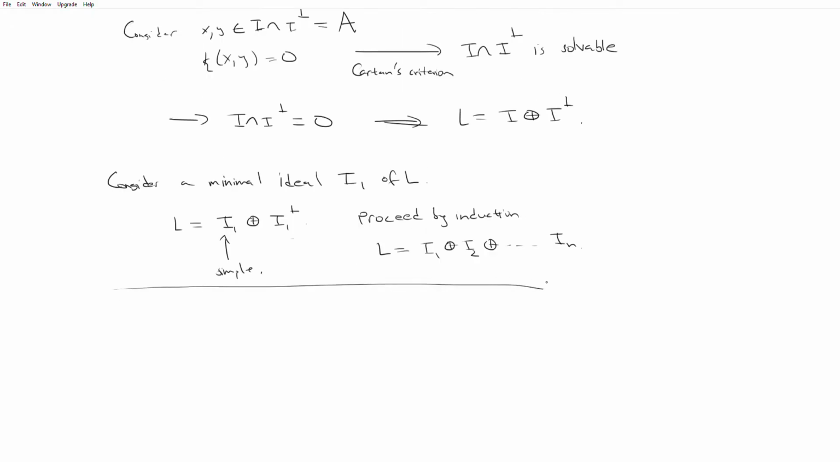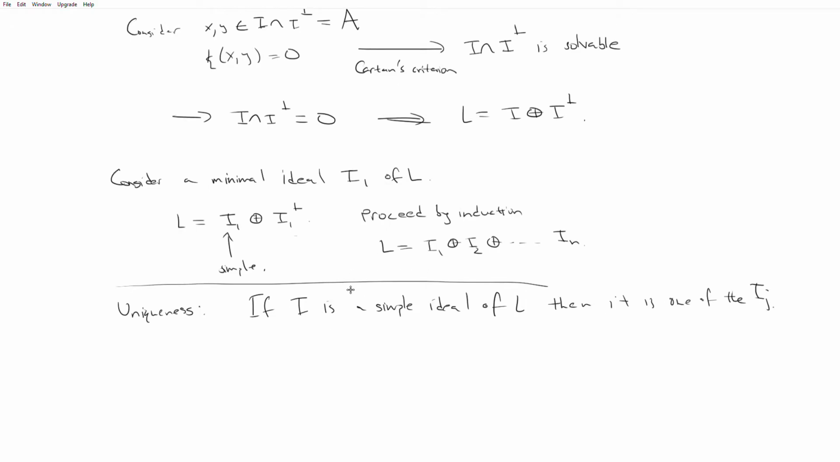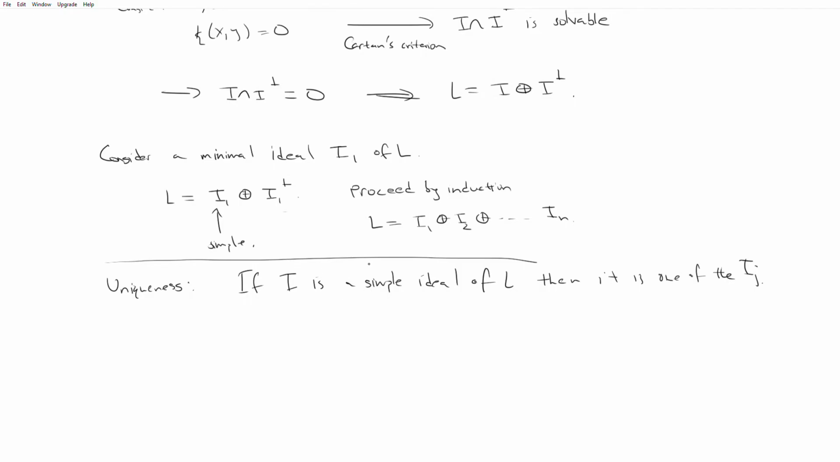So uniqueness. This is pretty easy to see. We want to show that if I is a simple ideal of L, then it is contained in the list, so it is one of the I sub j. And the way we're going to do this is by just using our existence formula.